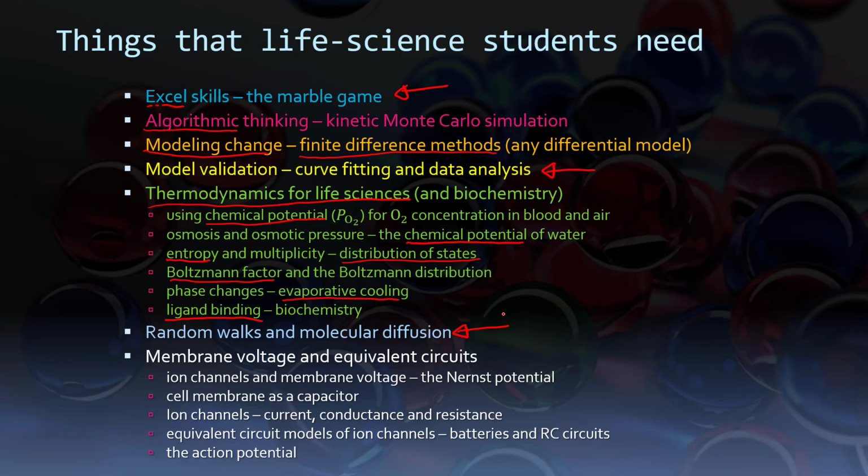bit more mathematical sophistication. And then lastly, the whole of the electrical introduction can actually be done by relating it to biological systems, in particular ion channels and the membrane voltage that's caused because the cell membrane acts as a capacitor. And then you bring in standard concepts of electrical things about current, conductance, and resistance, and batteries and RC circuits. And we can finally get to the action potential of the nervous system.